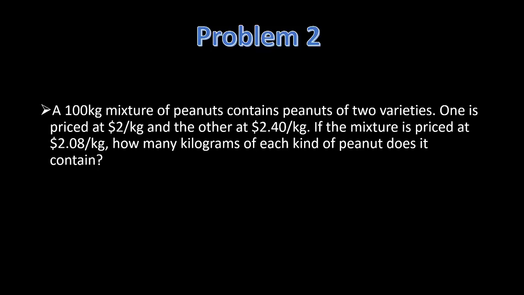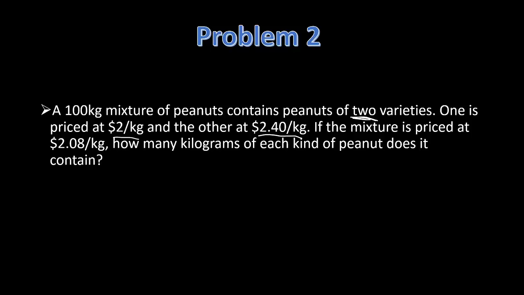Alright, a 100 kilogram mixture of peanuts contains peanuts of 2 varieties. Well, 2, that means those are my 2 unknowns. One is priced at $2 per kilogram and the other is priced at $2.40 per kilogram. If the mixture is priced at $2.08 per kilogram, how many kilograms of each kind of peanut does it contain?